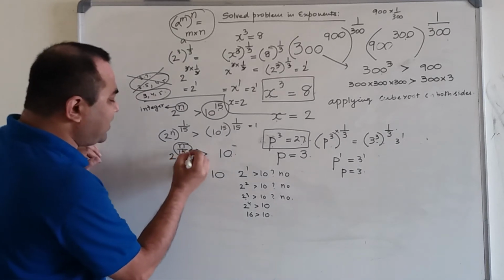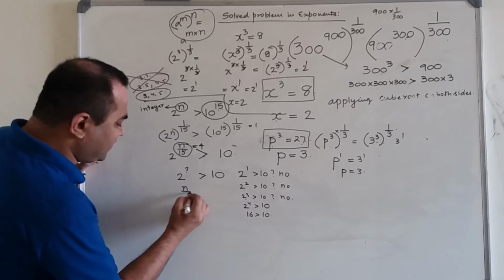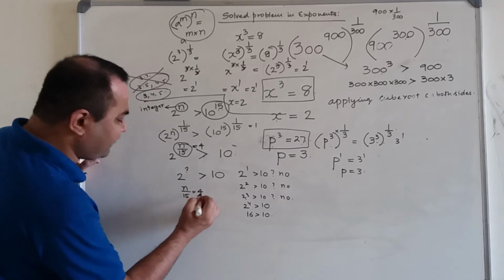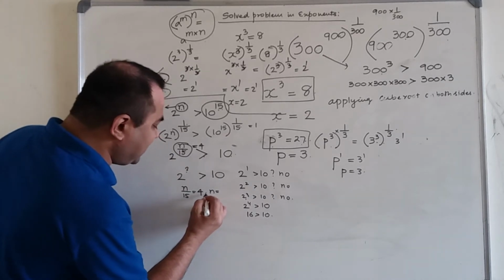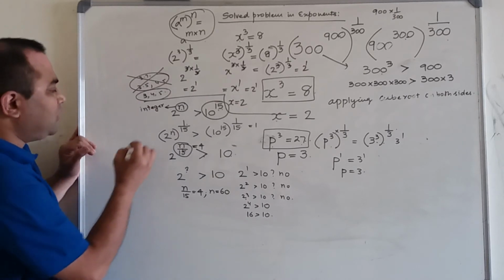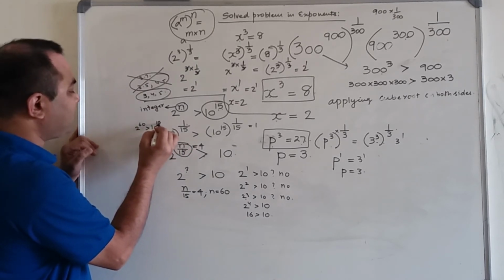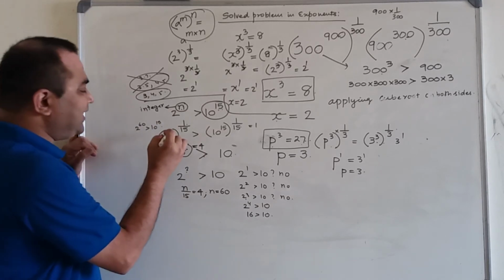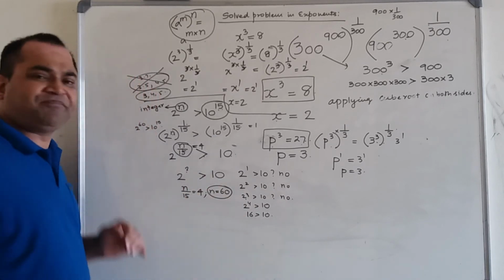That means n by 15 should reduce to 4. If n by 15 reduces to 4, then what will n be equal to? 15 into 4, 60. So it is 2 power 60 that will be greater than 10 power 15. So the least integral value of n will be 60.